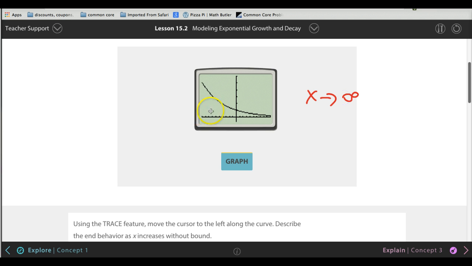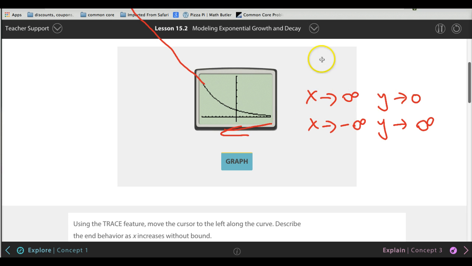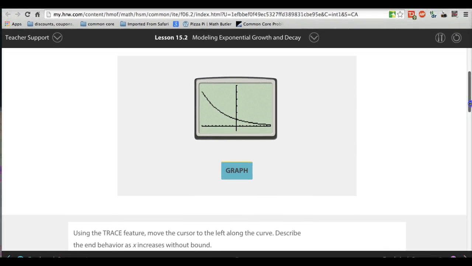As x goes into infinity, we're starting from here going down. Where's y going? Y is getting closer and closer to 0. As x goes into negative infinity, that means we're going to the left, right? Going this way. What happens to the y? It looks like y is getting bigger and bigger and bigger, into infinity, right? Okay, so again, this is the end behavior of an exponentially decaying function. Okay? So again, very important, scroll down, study.